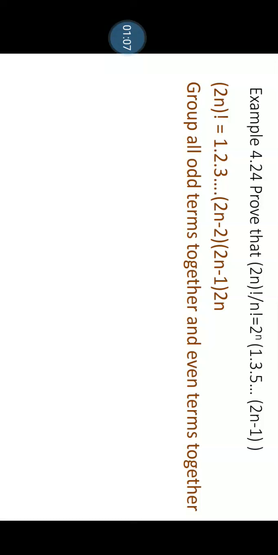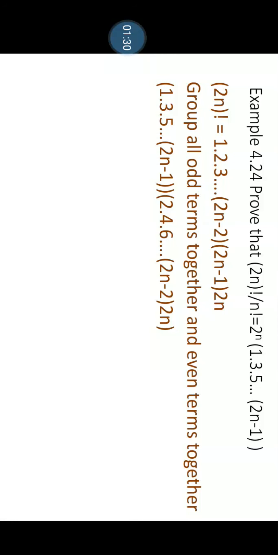2 into anything is even, and 2n is even. The number before that is 2n minus 1, so that is odd. So in the product 2^n, 1 into 3 into 5 up to 2n minus 1, you have only odd terms. So from (2n)!, you have to separate odd terms and even terms. Here the odd terms will be 1 into 3 into 5 up to 2n minus 1, and the even terms are going to be 2 into 4 into 6 up to 2n minus 2 into 2n.